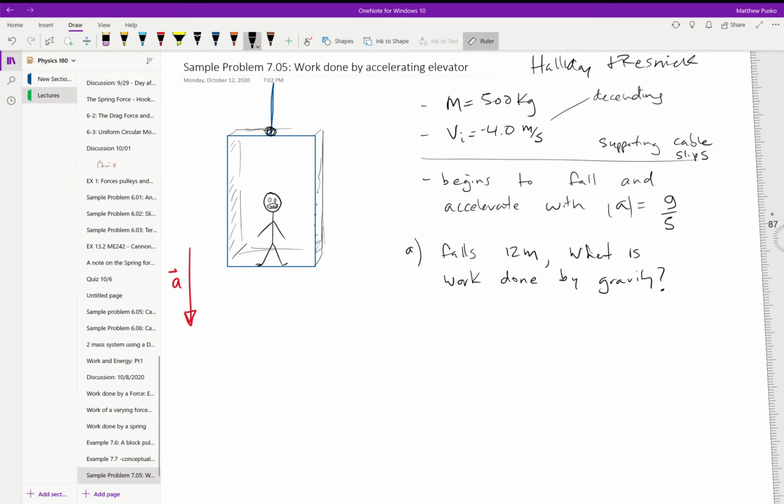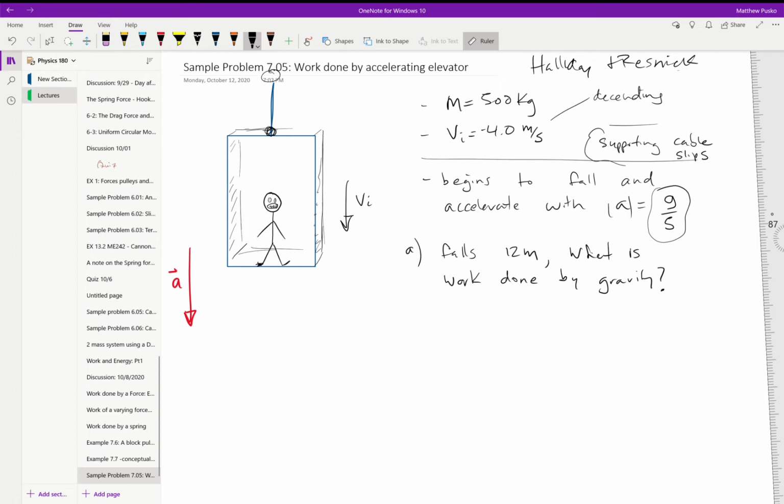What we have is a mass, we can say our combined mass, and our feet are glued to the floor, is 500 kilograms, and it's initially going down with some initial velocity of 4 meters per second. We'll call that a -4. We'll see that the minus sign is going to vanish. But the supporting cable holding this thing up here slips, and it starts to accelerate with a magnitude of the constant g over 5, or a fifth of g.